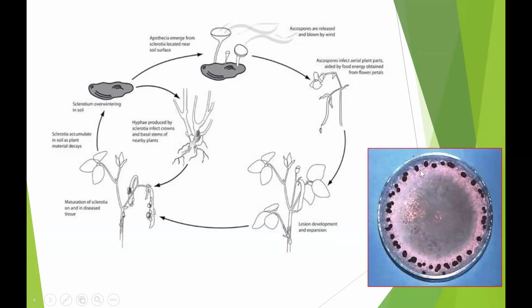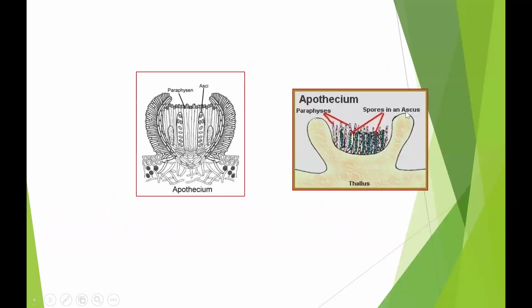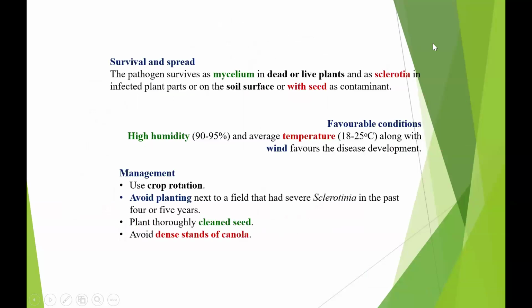When we culture it in the lab, this is how the mustard seed like sclerotia are seen on the corners of the Petri plate. This is the apothecium, and they are released. The survival is as mycelium in dead or live plants, as sclerotia in infected plants, or in the soil surface, with seeds as contaminant. Favorable conditions are high humidity, which is 90 to 95%. Average temperature is 18 to 25 degrees Celsius, and wind favors the disease development.